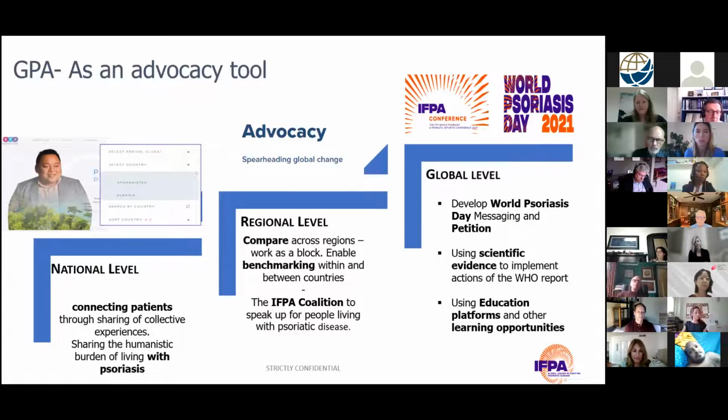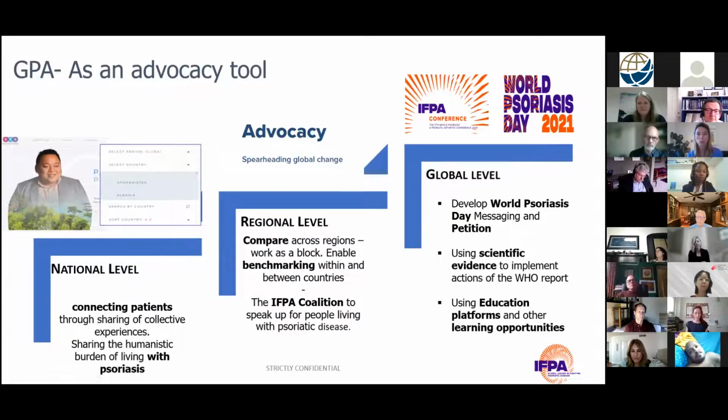I would also commend, as Chris mentioned, that the database itself is able to highlight what is happening in individual countries, and patients as well as member associations have a conversation and, armed with evidence, can approach their leaders as well as their policymakers.